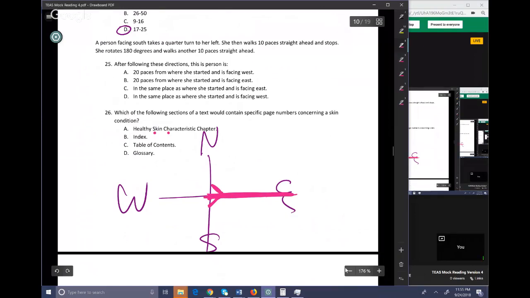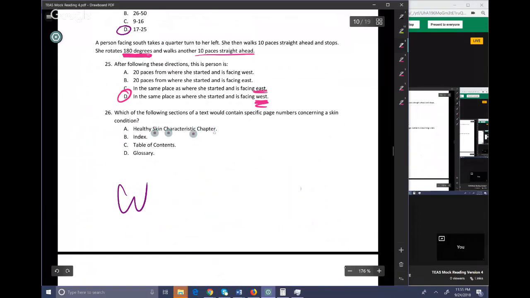If you turn 180 degrees, you turn around exactly the opposite direction of where you are. So she was facing like that. She turned 180 degrees and is now facing like that. She goes another 10 paces. She literally ends up in the same place she was. She's now facing west, not east. She went east, then she went west. It said nothing about her turning around again, so she is still facing west. So that one is D.